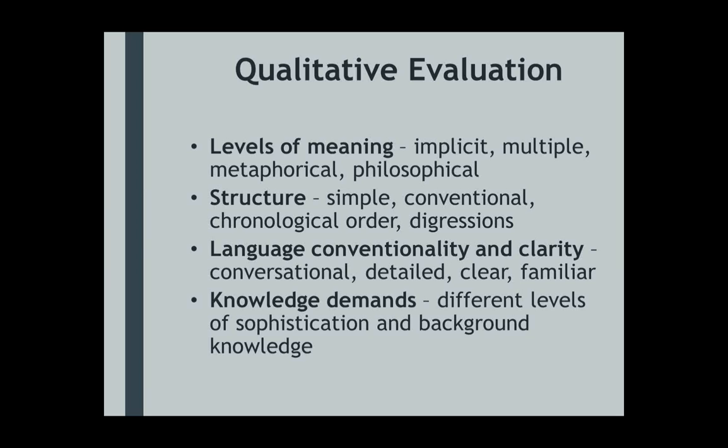But we can also see the need for the surface levels too, which often are the literal meanings. So for the judgment, for one of the factors for qualitative, we need to look at the level of meaning. The next would be the structure. And this structure can range from relatively simple, explicit, and conventional to more complicated and complex things like digression, or to add complexity to it, looking at chronological order.